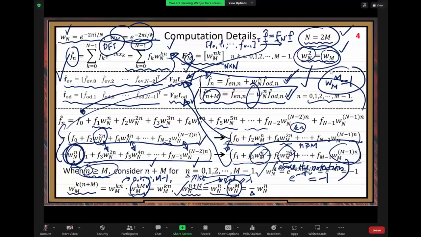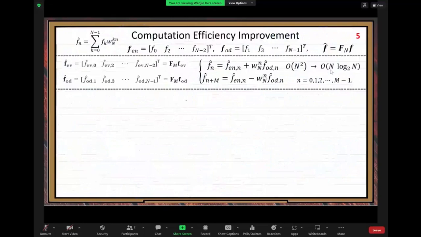All right. So the next slide: computation efficiency improvement. Now we are ready, because only after you understand the previous slide can we understand this slide. What is the goal? The goal is to show that before the improvement, we have the asymptotic notation. Remember, I explained the meaning of asymptotic notation before. We need a capital O of n squared number of multiplications.